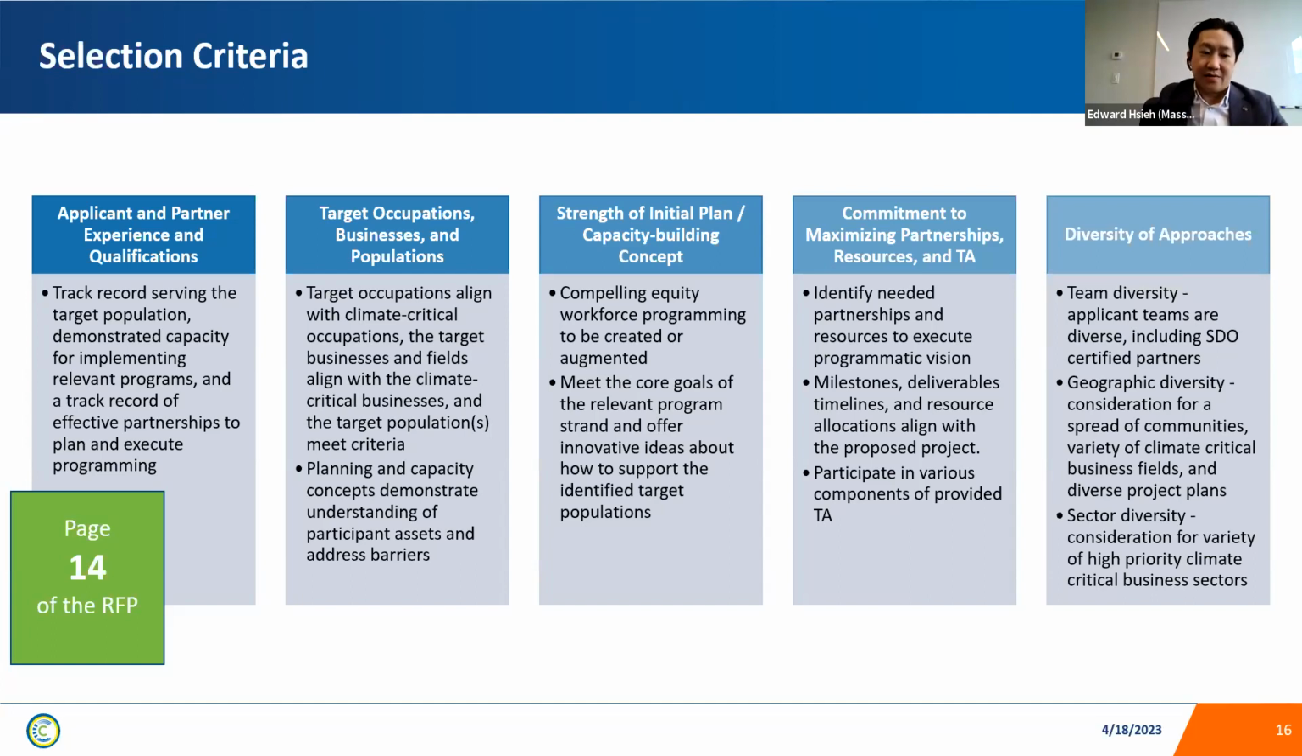For example, if your company or your nonprofit has not really worked in the Massachusetts region, to be competitive, we strongly suggest you bring on a partner that's very experienced in the Massachusetts region. Target occupations and populations: we went over that list of eligible populations and occupations, so we'll be looking at whether you're adhering to those. If you apply for a grant that doesn't cover one of those, it's unlikely that your grant would be awarded.